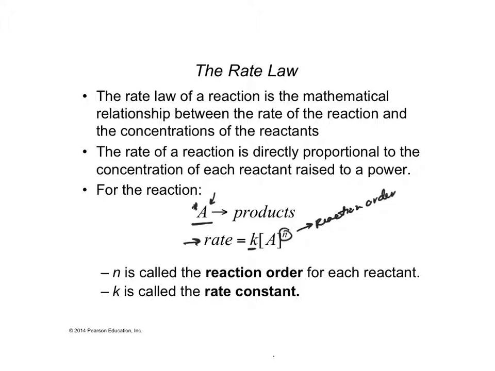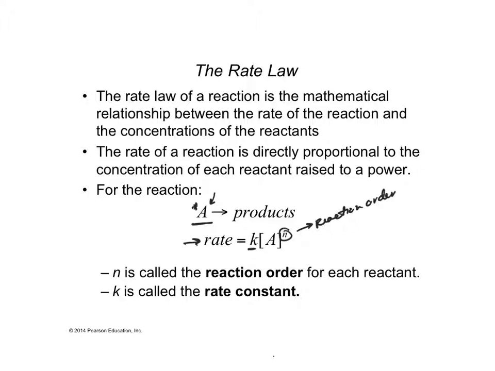And this is essentially where the proportionality comes in. So this can be directly proportional, it can also not be proportional at all, and it can also be proportional to A squared. So n is the reaction order, and k is just a constant of proportionality.